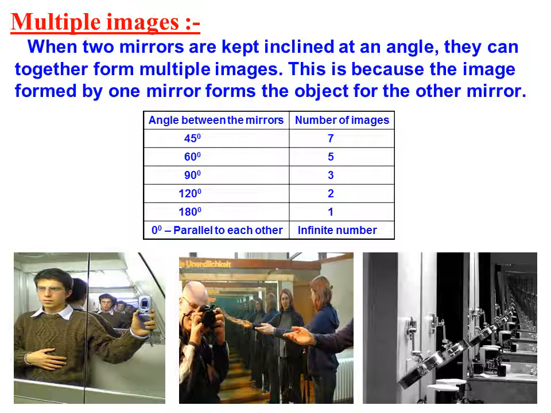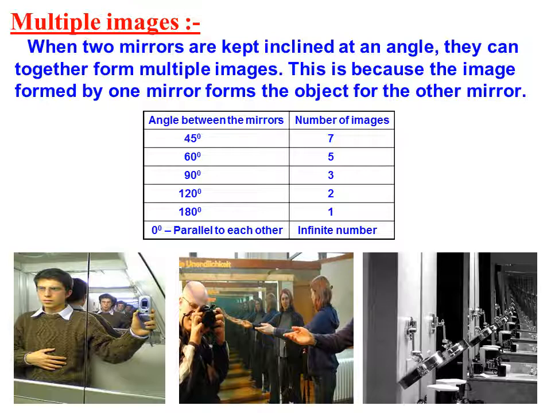It's not that at any angle it forms the same number of images. The angle between the mirrors determines it. If the mirrors are kept at an angle of 45 degrees, the number of images formed is 7.